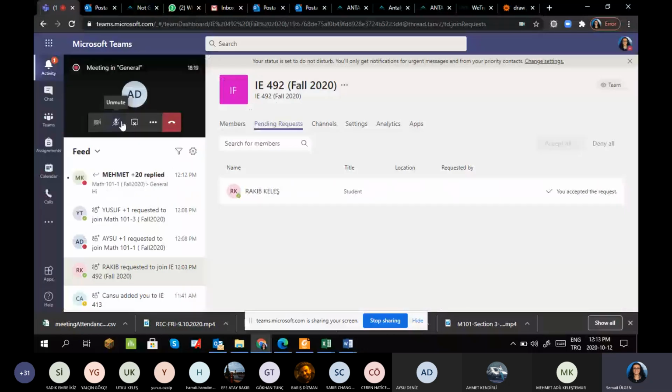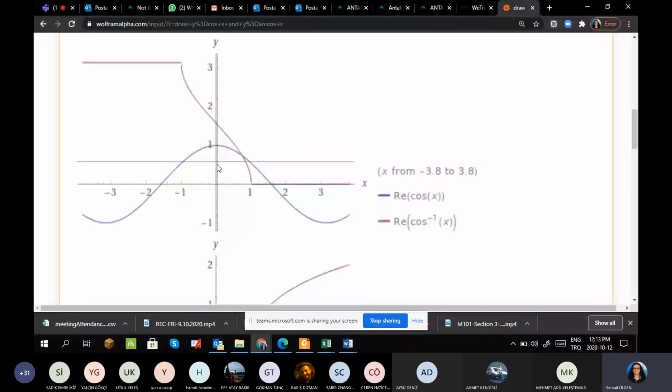Okay. So if you look at this graph, I want you to just look at between 0 and 2. I don't want you to look at anywhere else. Because cosine and arc cosine, they have just restrictions. They cannot be inverse of each other everywhere. They can be inverse of each other just on an interval.